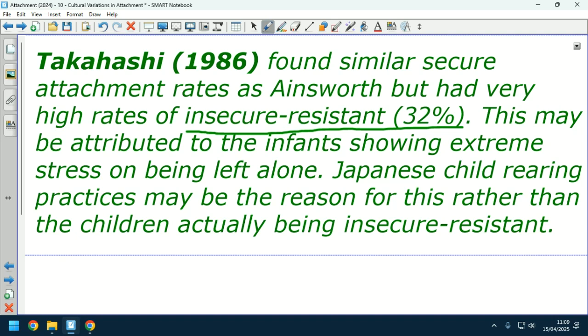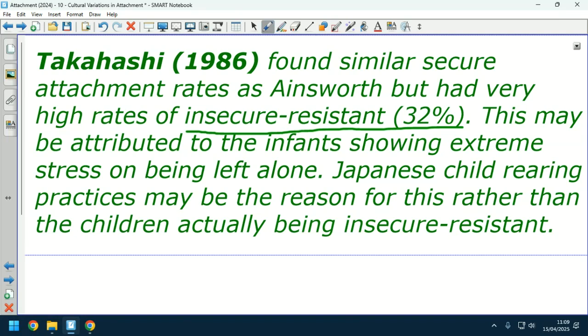For example, we see in Japan that children very rarely leave their mothers, and so in the particular aspect of the Strange Situation where they're left alone, Takahashi had to stop many of those stages because the children were extremely upset, which is one of the signs of insecure resistant children. So it's worth bearing in mind these two studies because they could be used in your essay as the research.